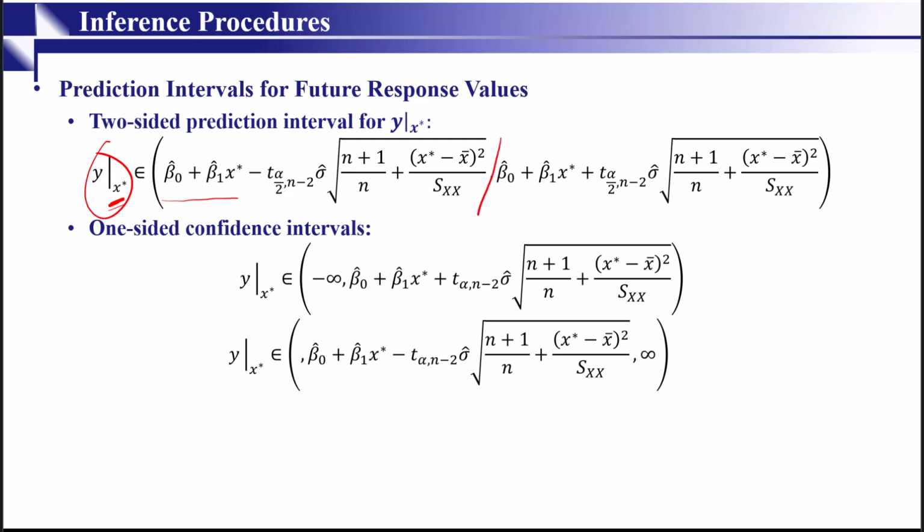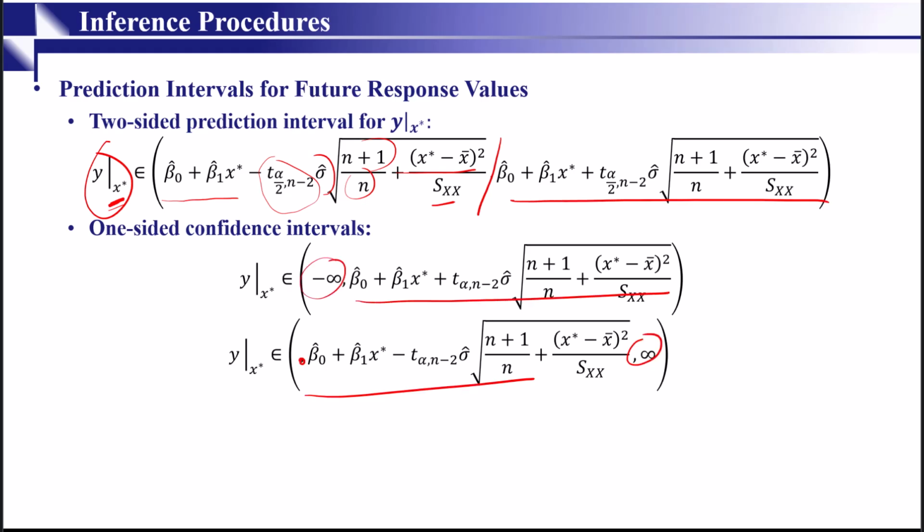Beta hat 0 plus beta hat 1 x star, minus the critical point times the square root of sigma square times (1 plus 1 divided by n plus (x star minus x bar) square divided by Sxx), and plus this value. And for one-sided, minus infinity to the upper bound, and the lower bound to plus infinity.